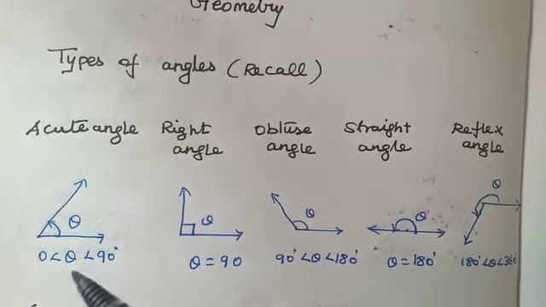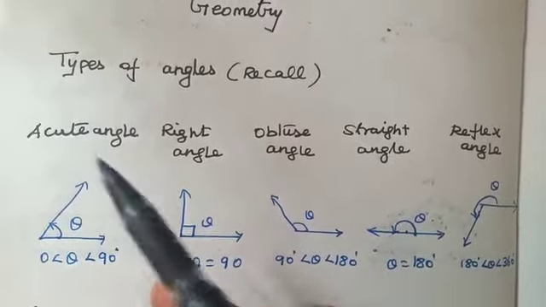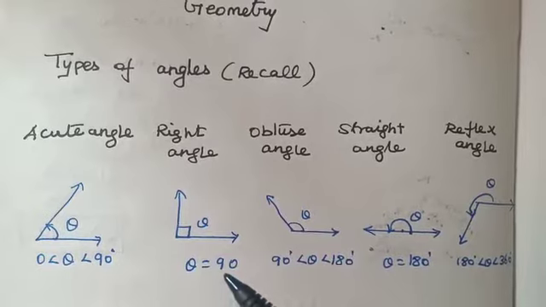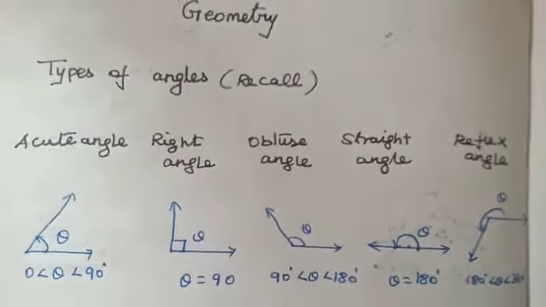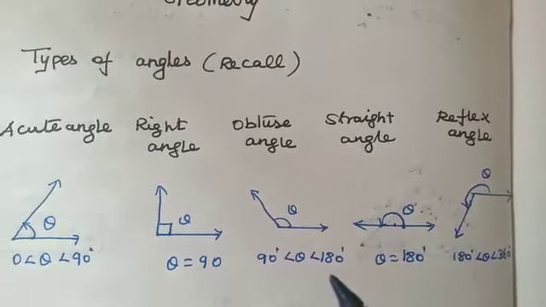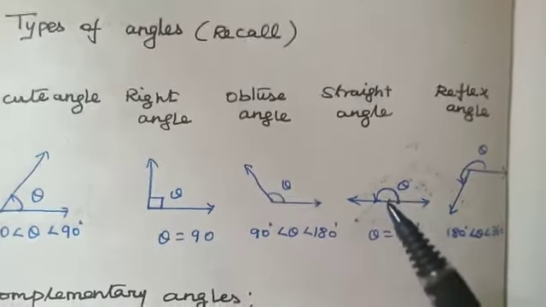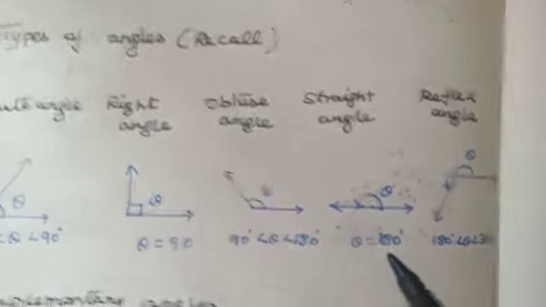If the angle theta lies between 0 to 90 degree, then that angle is an acute angle. If the angle theta is equal to 90 degree, exactly 90 degree, that is a right angle. If the angle theta is in between 90 to 180, that is 90 less than theta less than 180, that is an obtuse angle. Straight angle means the angle is equal to 180 degree.